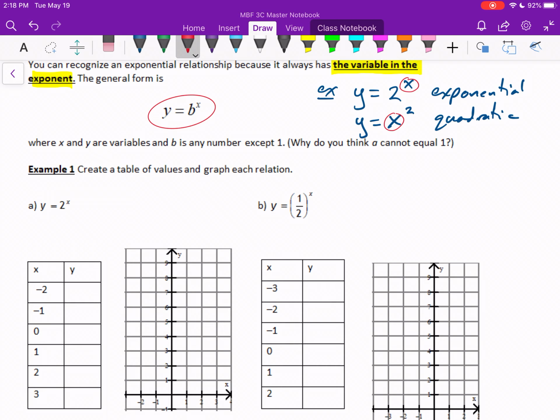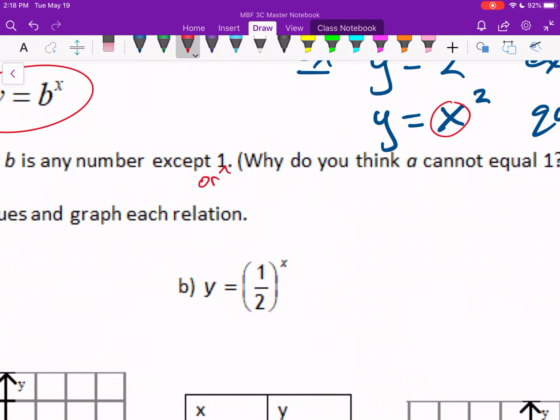Whereas if you have any other base, like 2, 3, 4, 10, a million, whatever, it'll grow in an exponential way. Same with a number between 0 and 1, it'll decay in an exponential way. We can't have negative bases either. So b can be any number other than 1, or a negative number. Pardon my writing, not very neat. That says, or a negative number.